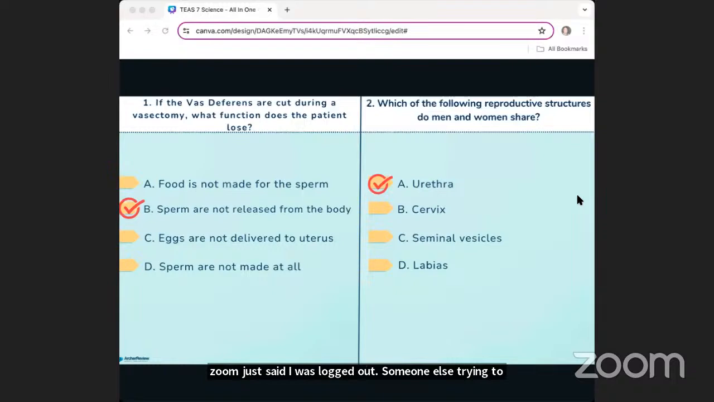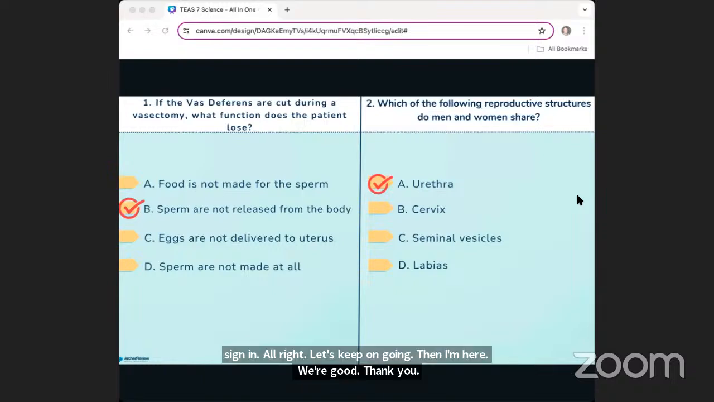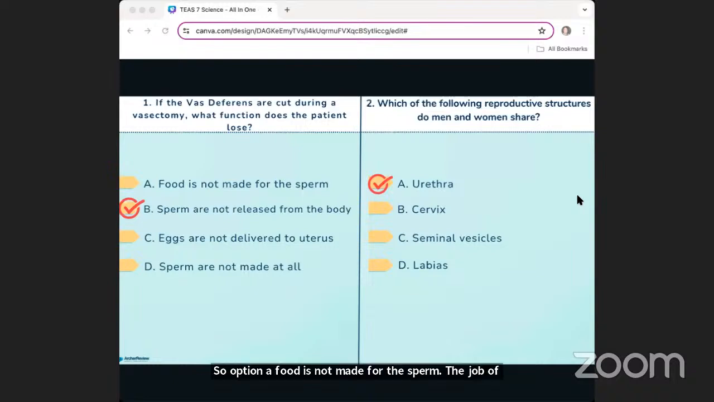So option A, food is not made for the sperm. The seminal vesicles make the food for sperm, and that's not the structure that's being cut here. So we can rule A out. Option C, eggs are not delivered to the uterus. That is the job of the female reproductive system. The vas deferens in a vasectomy takes place in a male reproductive system. So we can rule C out.